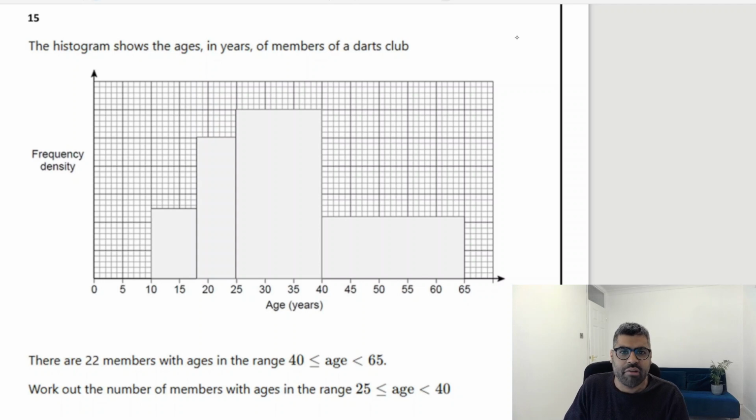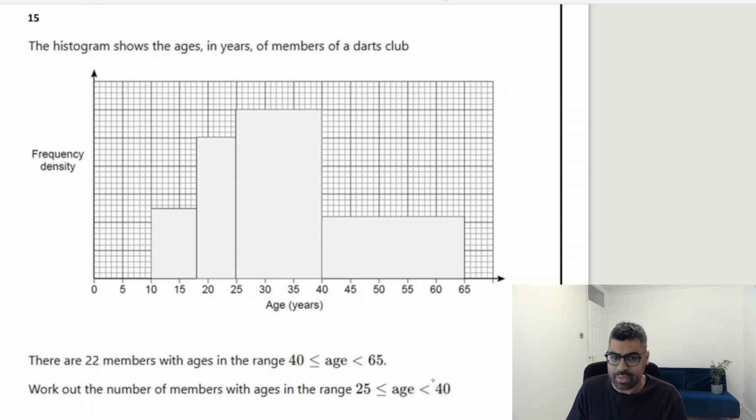So here we have a histogram. We have the ages and years of the members of a dart club. So there's 22 members with ages in the range of 40 to 65. So that's this area here. Remember, the area represents the frequency. We need to work out the number of members with ages in the ranges 25 to 40.